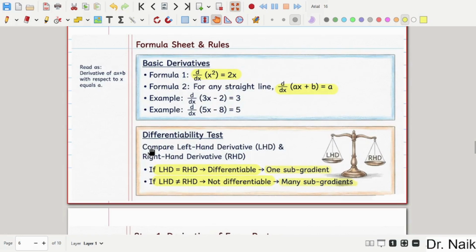Now let us recall the basic rules. The derivative of x square with respect to x is 2x, and the derivative of a straight line, that is, the derivative of ax plus b with respect to x, is a. So for example, the derivative of 3x minus 2 is 3 and the derivative of 5x minus 8 with respect to x is 5.